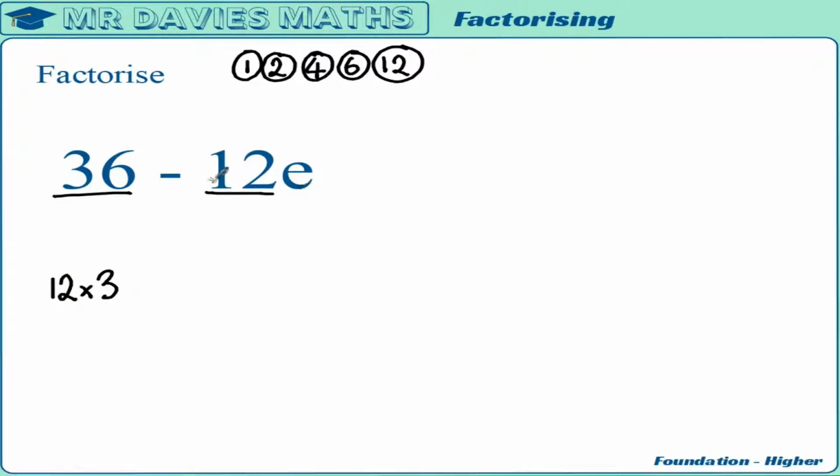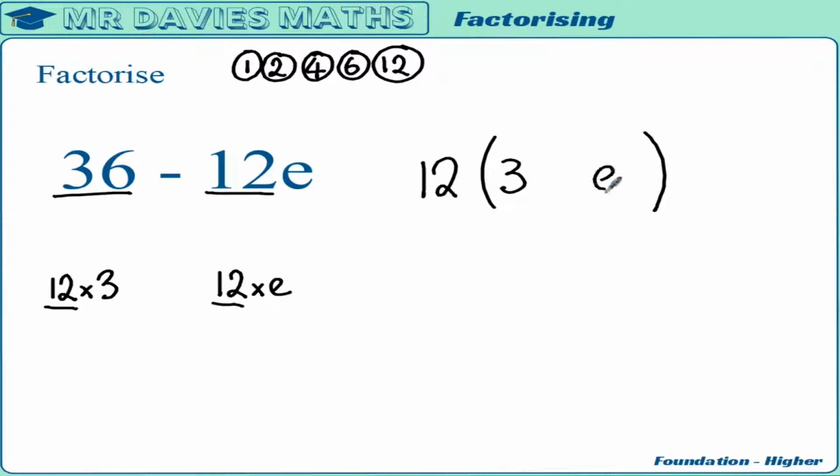How would I do 12e, starting with the 12? Well, 12 times e. So therefore, anything that is common can live on the outside of a bracket. As we can see, they both have a common 12. This one has a 3, and this one has an e, and it's a negative sign in the middle. If this was a 2-mark question, I would have got 2 marks for this answer.